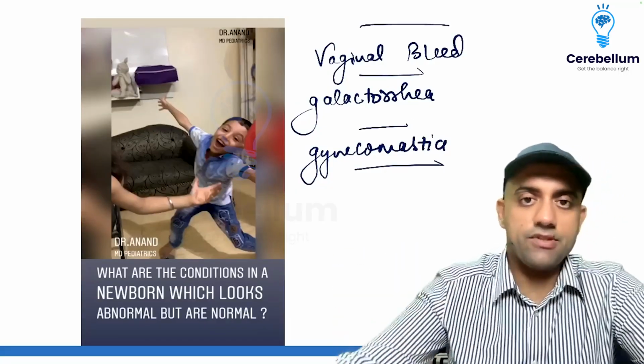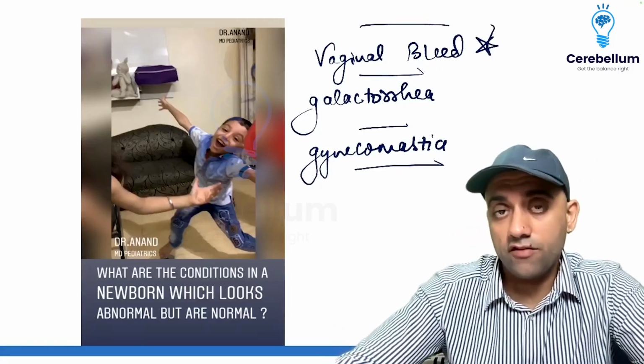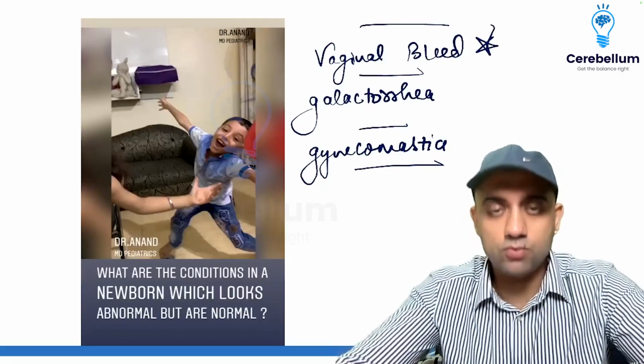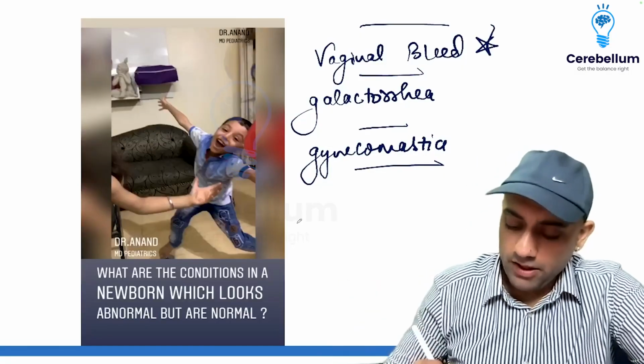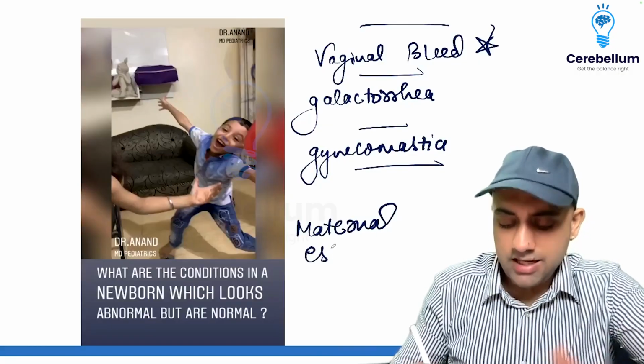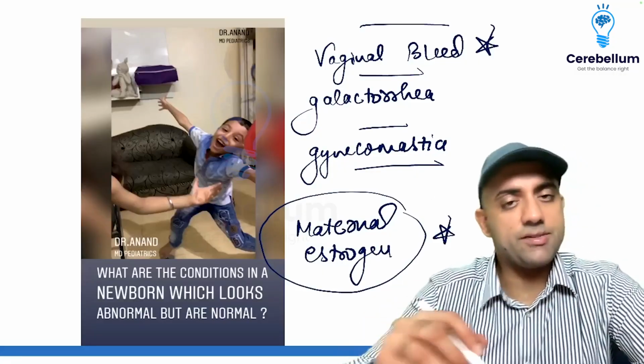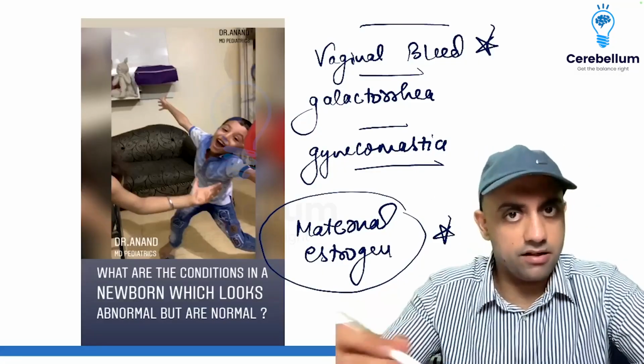So what are the conditions in a newborn which look abnormal but are normal? There are so many MCQs on that. A 3 days old baby having vaginal bleeding, the mother got worried, she took the baby to the ICU. What is the management? No management. Because of the maternal estrogen levels, because of the maternal hormones, you can have such problems in the baby. So which hormone is responsible is an MCQ. The answer is maternal estrogen.